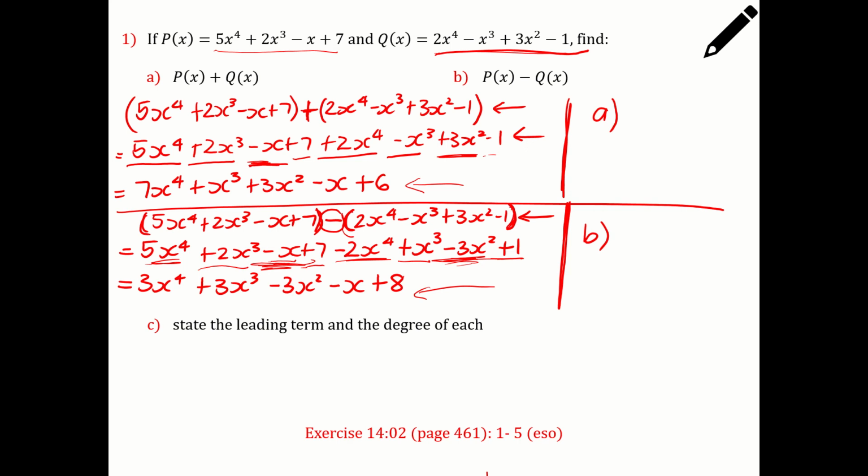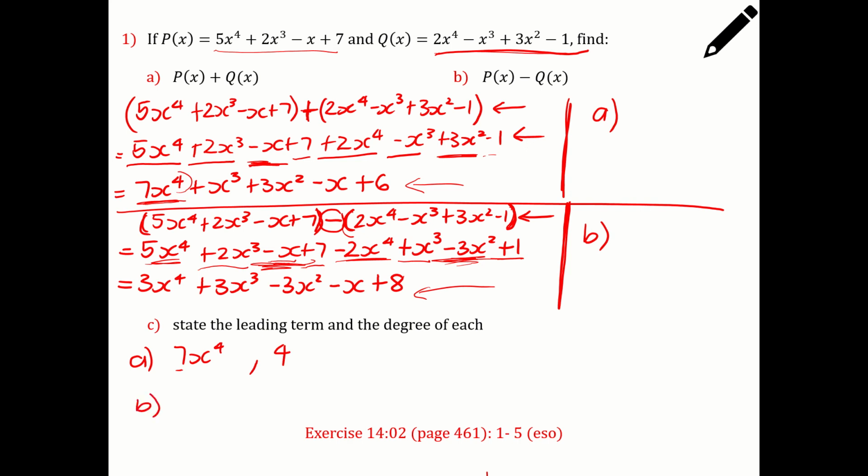Okay, state the leading term and the degree of each. So let's look at A, the leading term. So that's the term with the highest degree. So the leading term is 7x to the power of 4. If I was looking for the leading coefficient, it would be 7. Okay, and the degree, so the degree is 4 because the highest power is the power of 4.